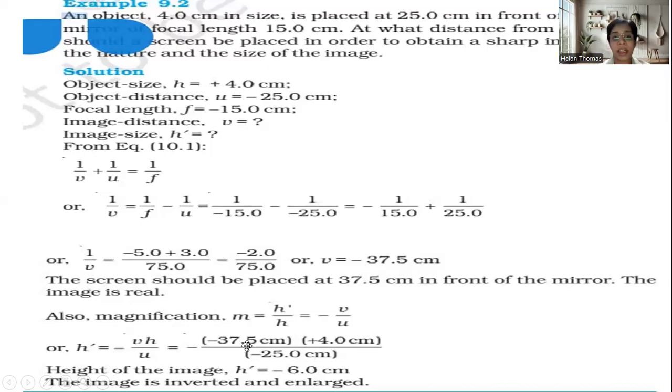So looking at h prime, the image height, if it has a positive sign it means it's a virtual image. If h prime has a negative sign it means it's an inverted image. And so it's an inverted image and it's enlarged. As I said, the m value is not given in your textbook, but it will be minus v by u. It will come as minus 1.5. So the minus sign in the magnification shows that it is inverted, and when the modulus value is greater than 1, it shows that it's an enlarged image.